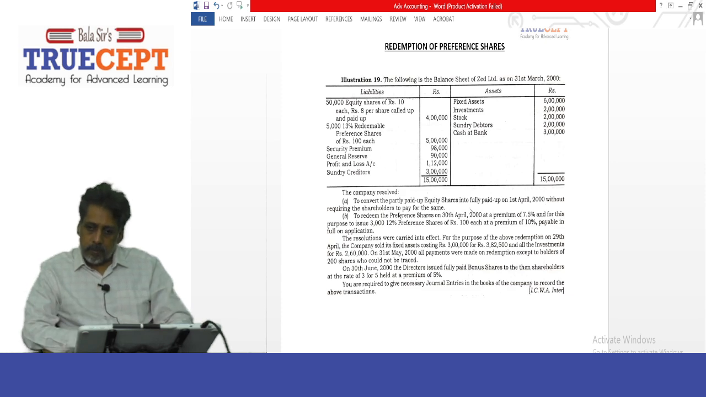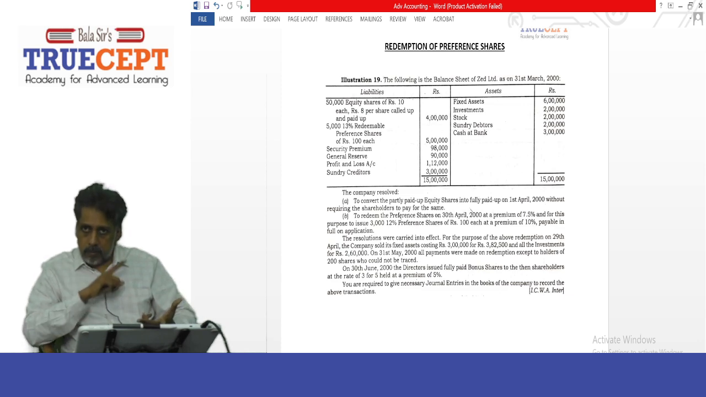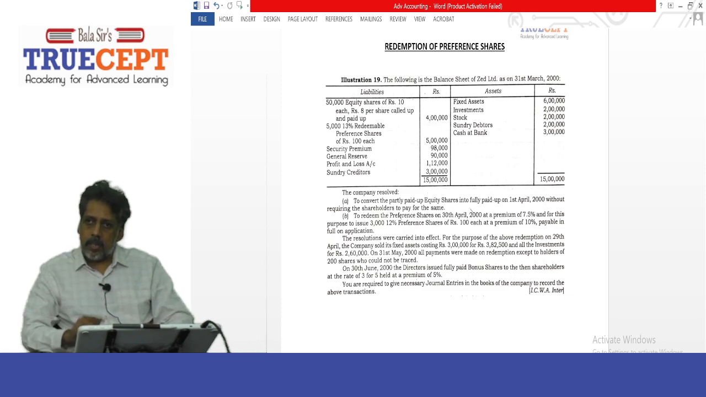Next. And for that purpose, to issue 3,000 12% preference shares of 100 each at a premium of 10%, payable in full on application. You want to issue 3,000 new preference shares, face value 100 each, at rupees 110 per share.